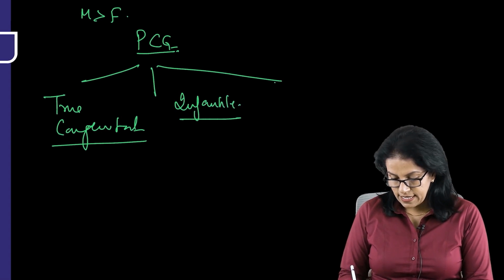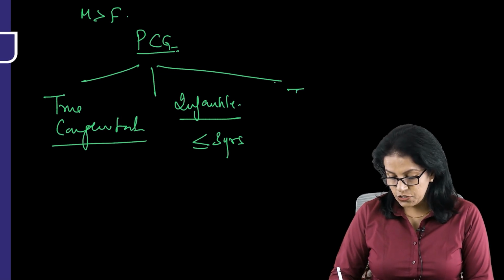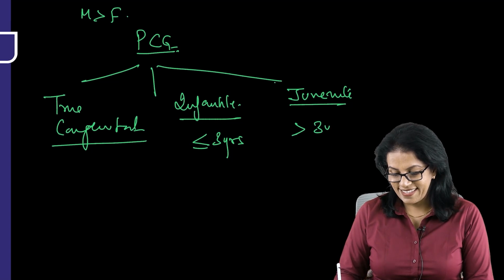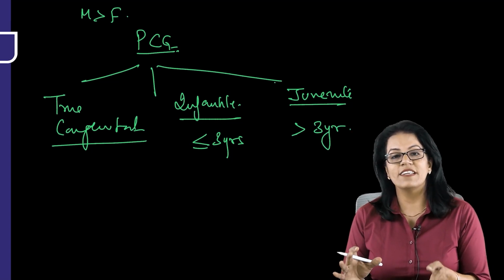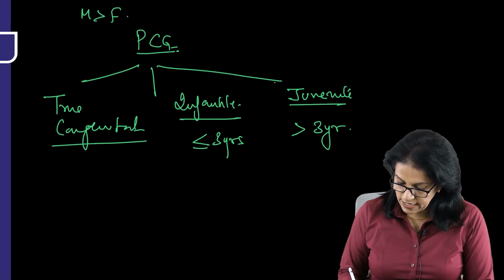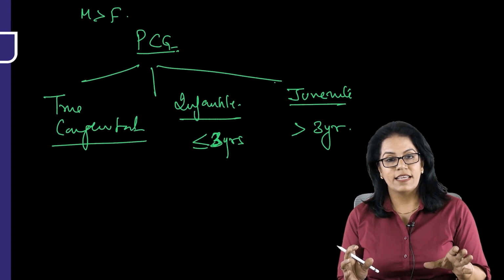Infantile is less than or equal to 3 years of age, and juvenile means more than 3 years. So here the infant is 1 year, but here infantile means less than or equal to 3 years, and juvenile is more than 3 years. Now pay attention.